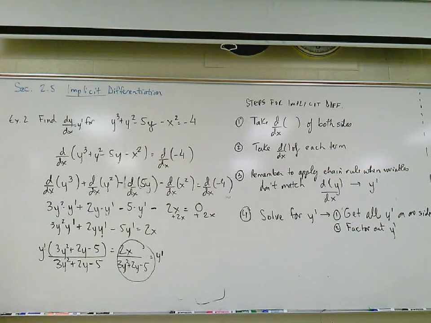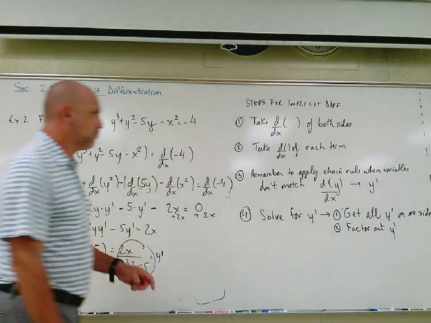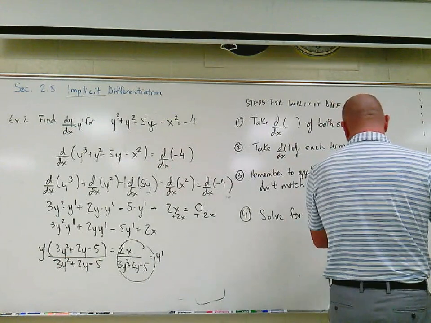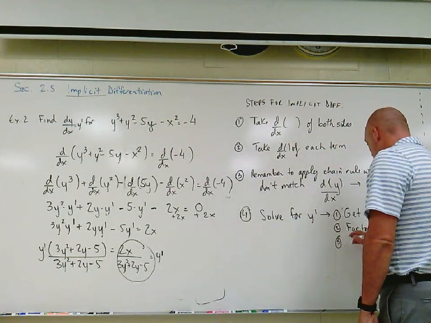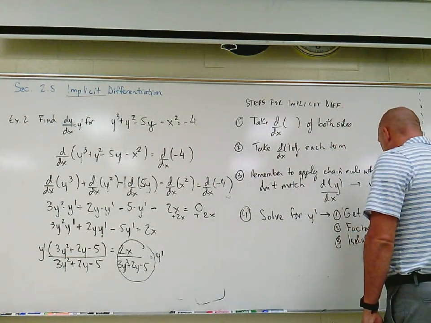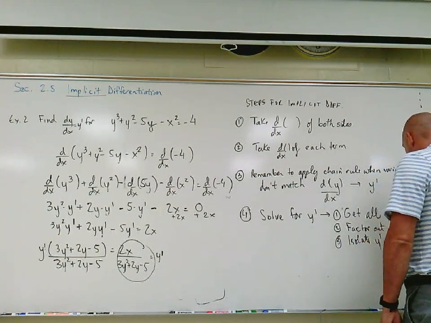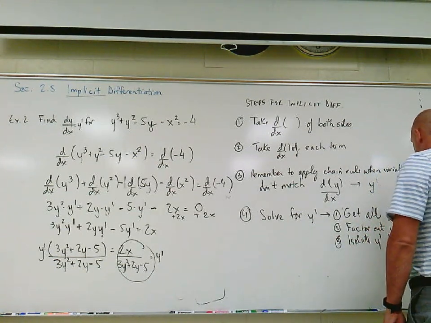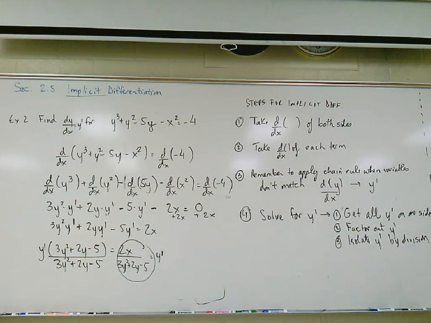All right? And those are the steps. So solve for y prime. Get all y primes on one side, factor out y prime. Now isolate y prime, usually by division is what's going to happen if you factor it out. Okay? And those are the steps that I use when I'm taking the derivative implicitly.